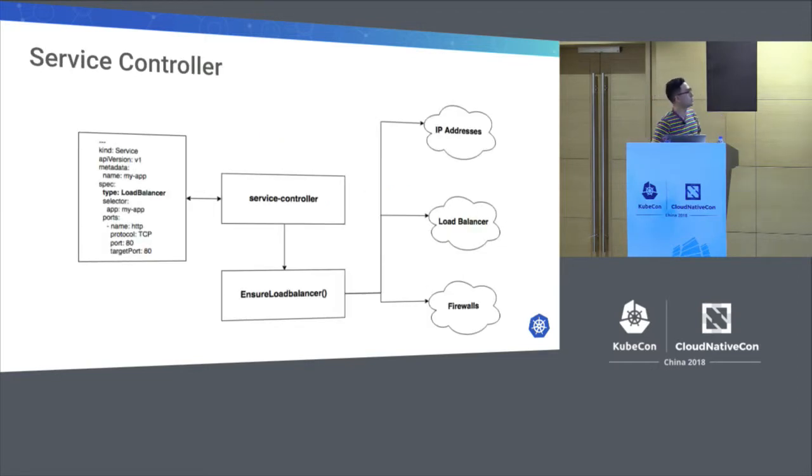So yeah, the service controller, what we talked about earlier, watches for services of type load balancer, and then it'll call a method called ensure load balancer, which creates the various cloud resources that that specific cloud provider needs for load balancers.